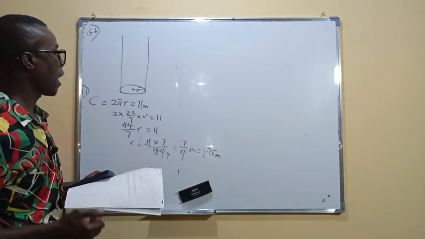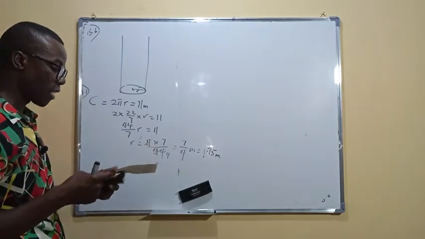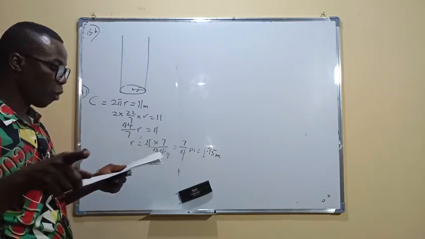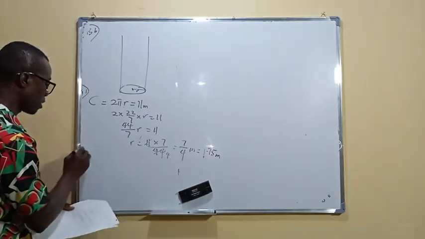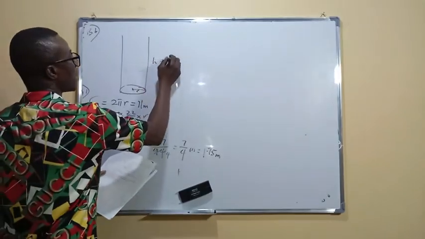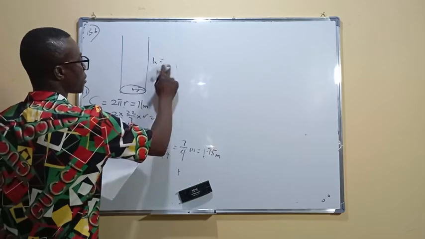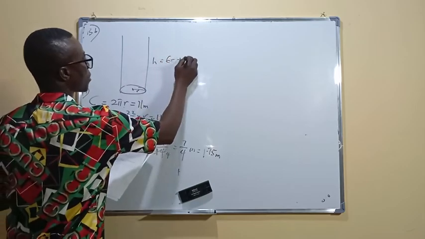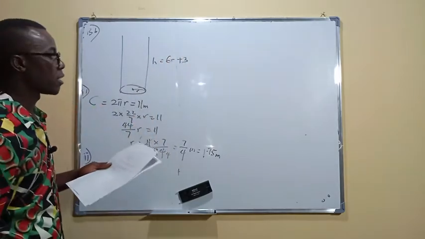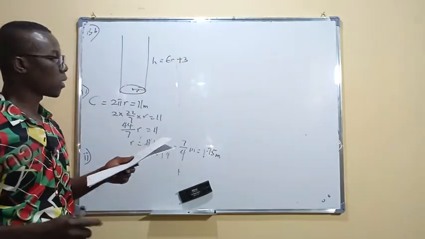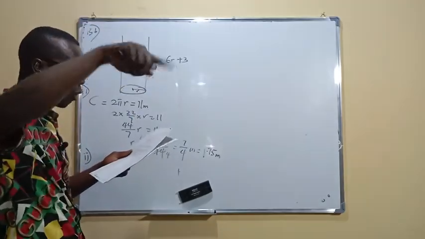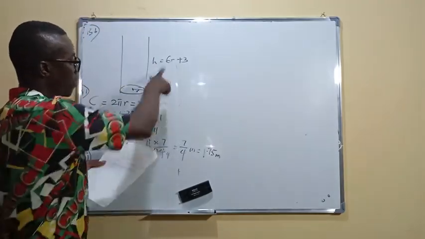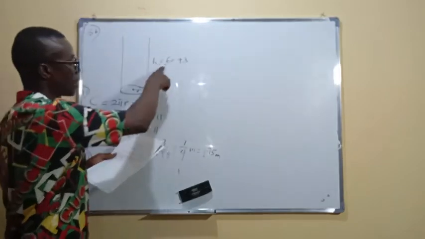And the second part, it says the height. Now, let's go back to the question. It says that the height of the tank is 3 more than 6 times the base radius. So what is the height? The height is 3 more than 6 times the base radius. So 6r plus 3. That is what the height is.